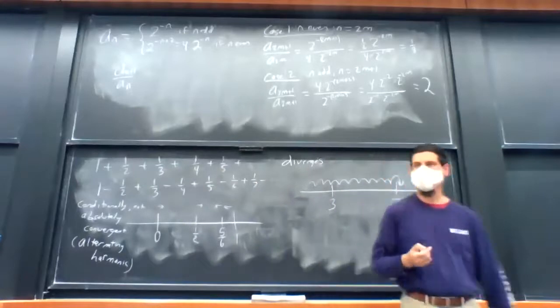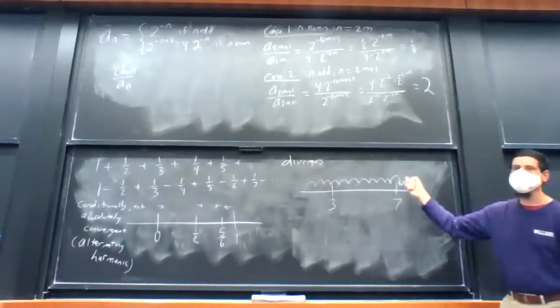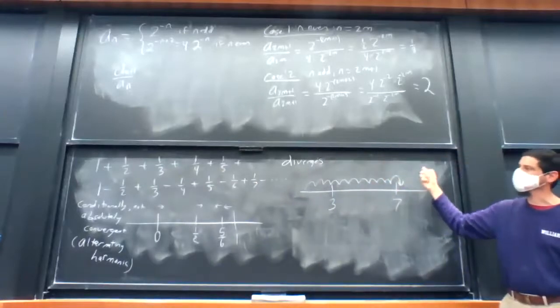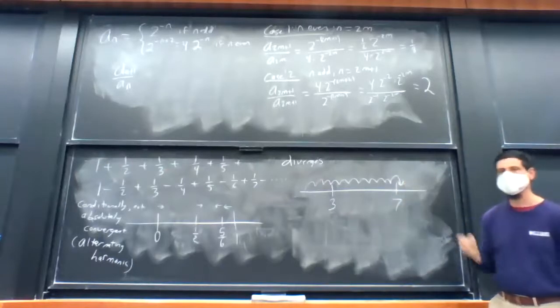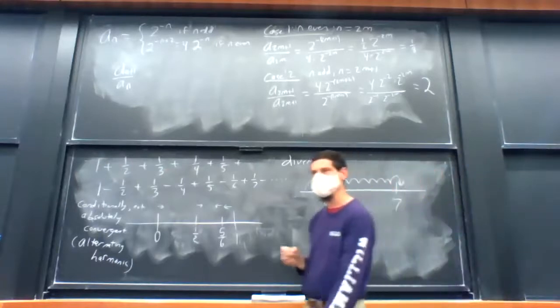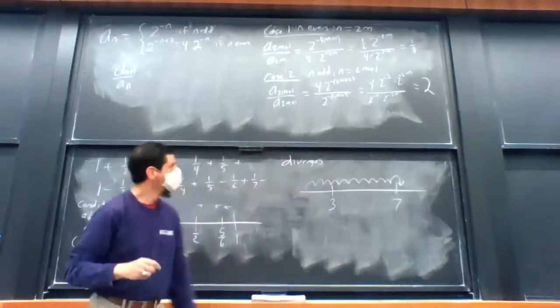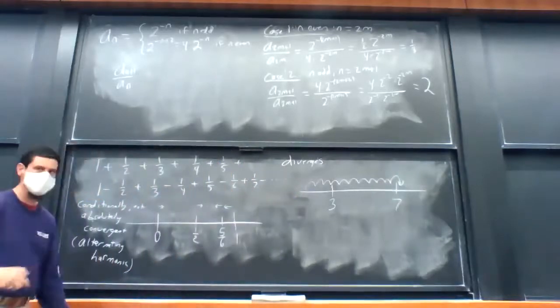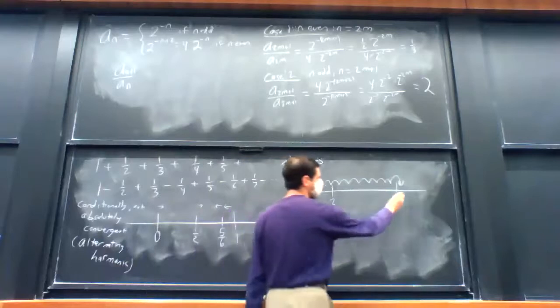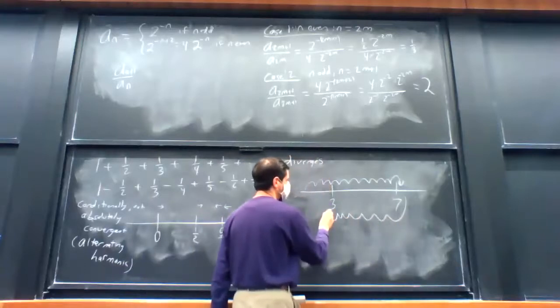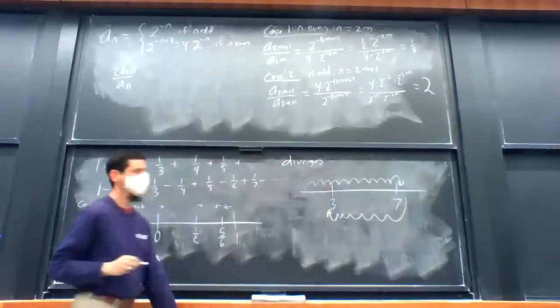I want to get to 3, so I kept adding positive terms. 1 plus a third plus a fifth plus a seventh plus a ninth. I keep going until I finally break 7. Now what do I do? So that's right. So now I subtract a half, a fourth, a sixth, an eighth, and I keep subtracting until I first get below 3. And now what do I do?